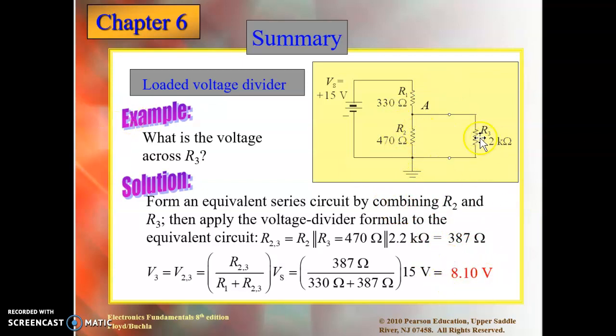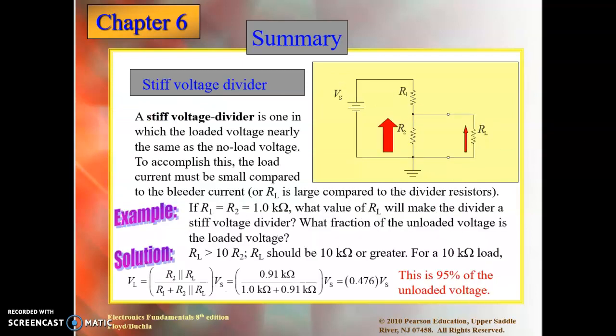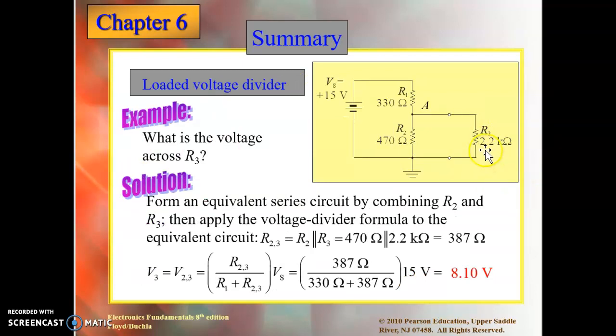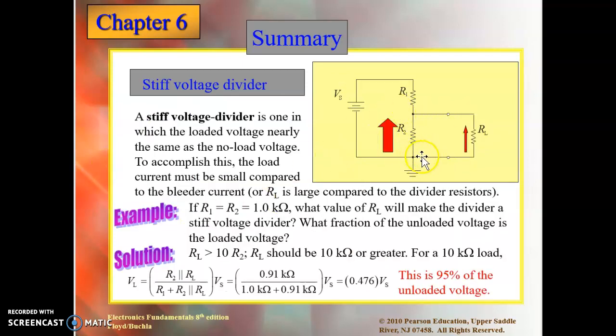Okay, what will happen if R3 changes? So here it is, the stiff voltage divider. If our load changes, if our load instead of being 2200 is smaller than 470, the result will be catastrophic, right? They are showing us a graph right here that says a stiff voltage divider is one in which the load voltage is nearly the same as the no-load voltage. To accomplish this, the load current must be small compared to the bleeder current. The bleeder current is the current that is going to go through here. Or RL is large compared to the divider resistor.